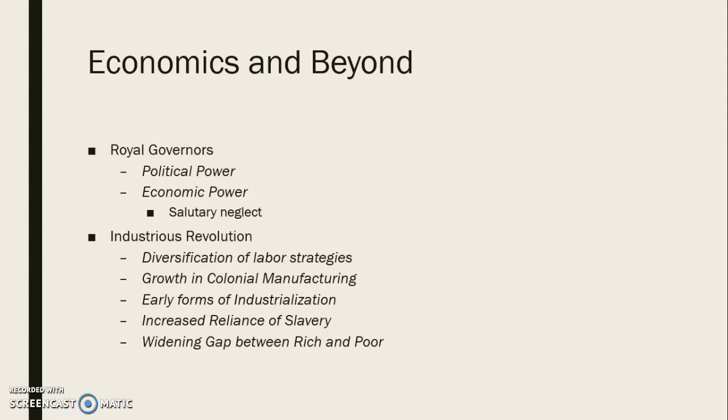This era includes several things as listed on my screen: diversification of labor strategies, growth in colonial manufacturing, early forms of industrialization, an increased reliance on slavery, and a widening gap between the rich and the poor. You would describe this period by all 5 of these things, and I'm just going to explain a little bit about each of them. When I talk about a diversification of labor strategies, there are new trades being taken up by Americans, colonists in the British colonies.